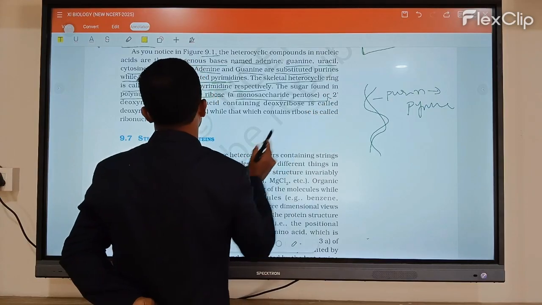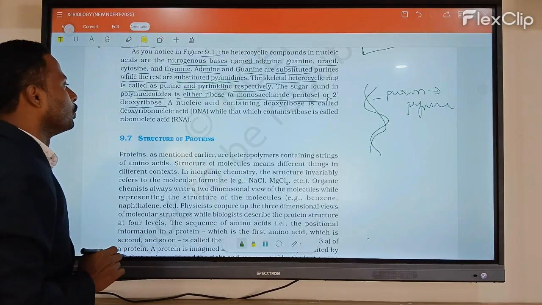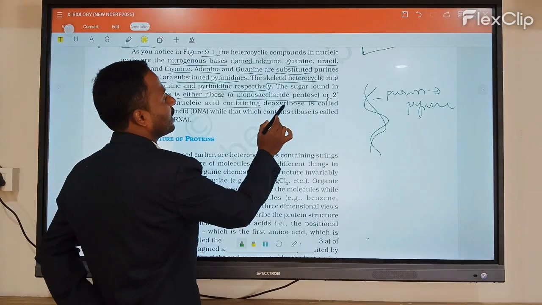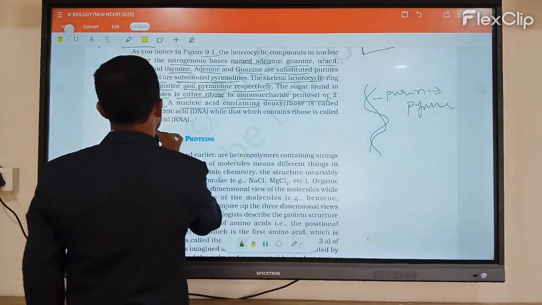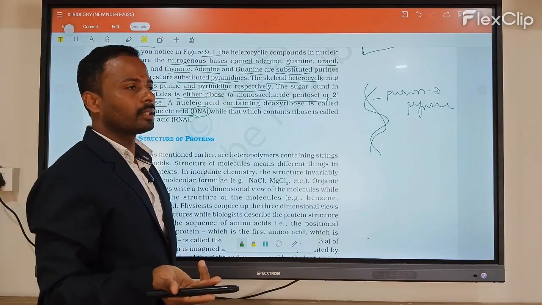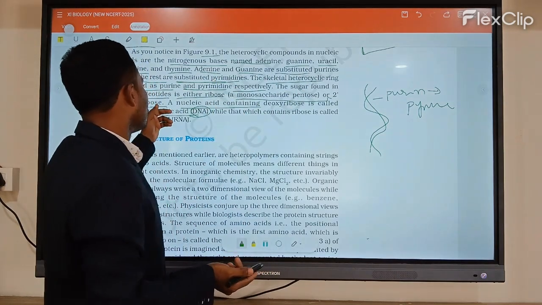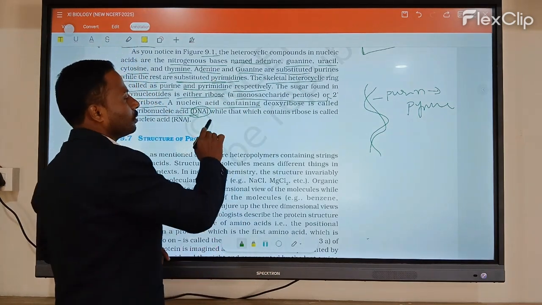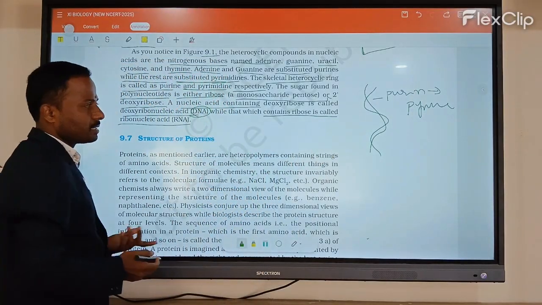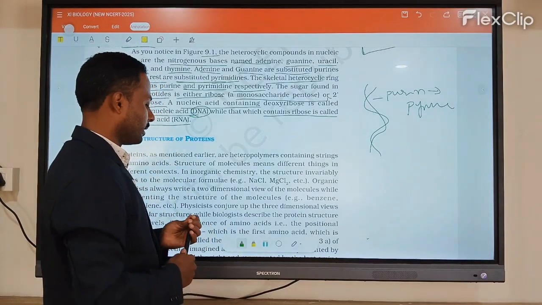deoxyribose. Now the nucleic acid containing deoxyribose is called deoxyribonucleic acid, that is DNA. So what is RNA? Ribonucleic acid. The nucleic acid containing ribose is called RNA. Okay, this is completely about DNA.